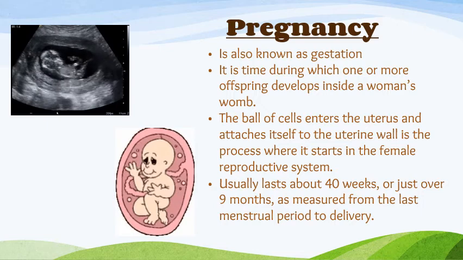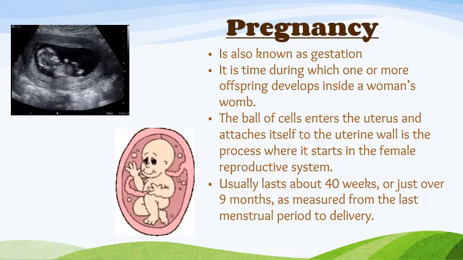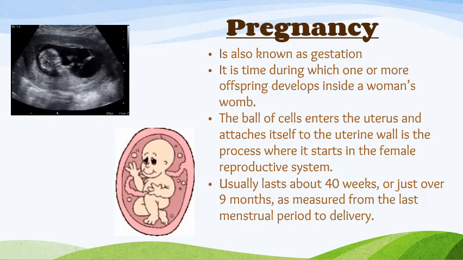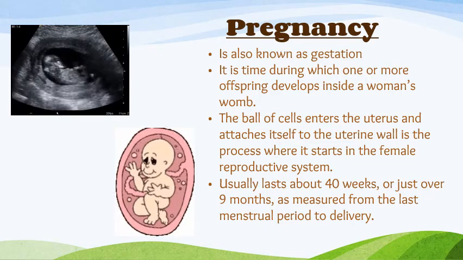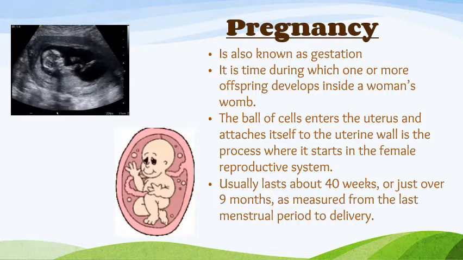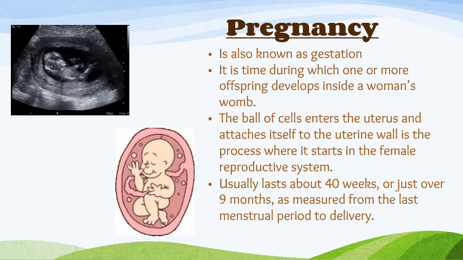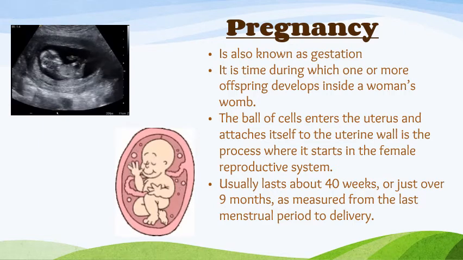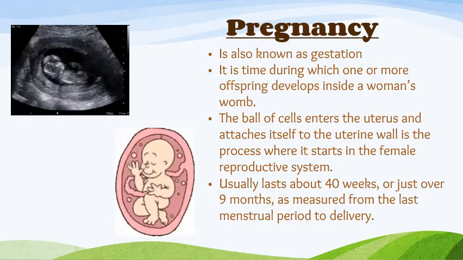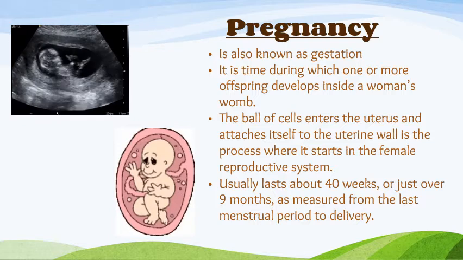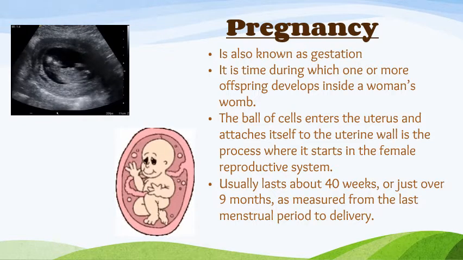Pregnancy is also known as gestation. It is the time during which one or more offspring develops inside a woman's womb. The ball of cells enters the uterus and attaches itself to the uterine wall, which is the process where it starts in the female reproductive system. It usually lasts about 40 weeks, or just over 9 months, as measured from the last menstrual period to delivery.